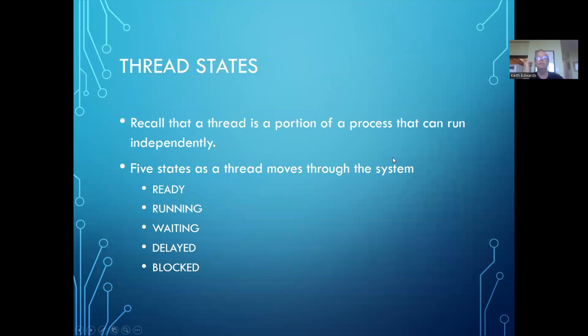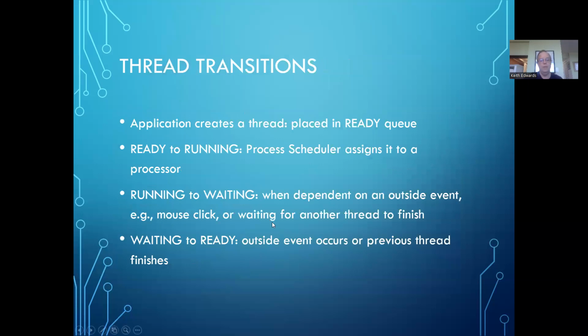So likewise, threads, and again, these are the portions of the process that can run independently. They also have states, and they have 5 states as they move through the system: ready, running, waiting, delayed, and blocked. So the application creates a thread. It gets placed in the ready queue. Going from ready to running, it assigns it to a processor. Then running to waiting when it's dependent on an outside event. For example, hey, I'm waiting for user input, or I'm kind of an event handler, or I'm waiting for another thread to finish. Then I can be waiting.